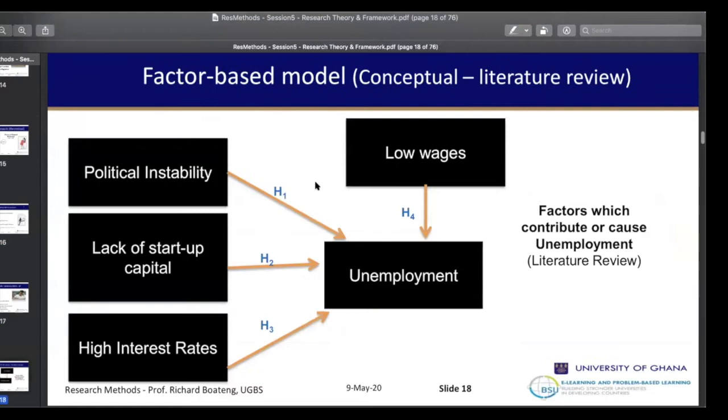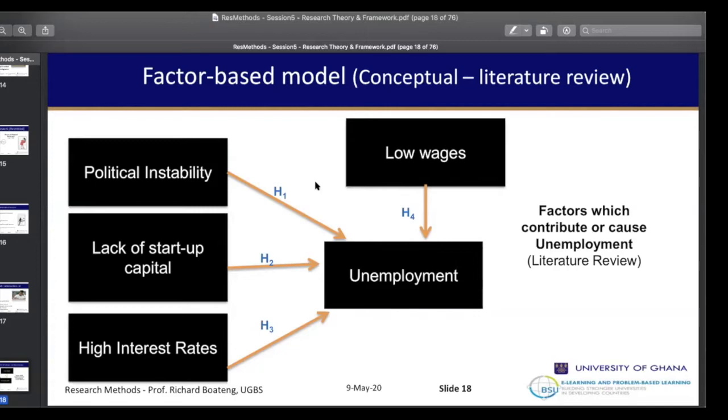Now, somebody is studying factors that contribute to unemployment. To do the study, he comes up with four factors from the literature. Remember, we read some literature some time ago: political instability, lack of startup capital, high interest rates, and low wages. He is saying that these are the predicting factors of unemployment. So these independent factors can cause unemployment. We call this a factor-based model. The factors point to the unemployment outcome. Based on the literature review, the person developed this particular model. So it's still a conceptual model he's going to test, but it's based on the literature he has read.